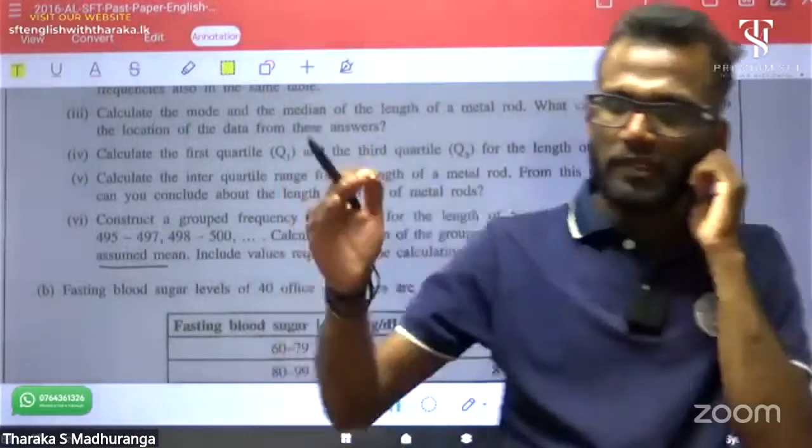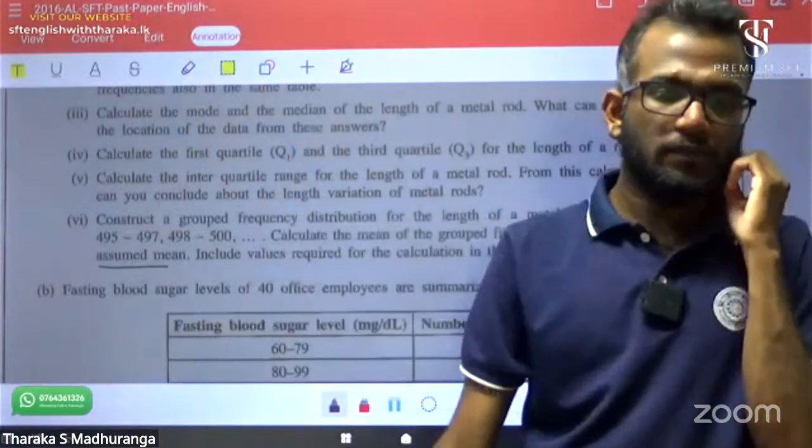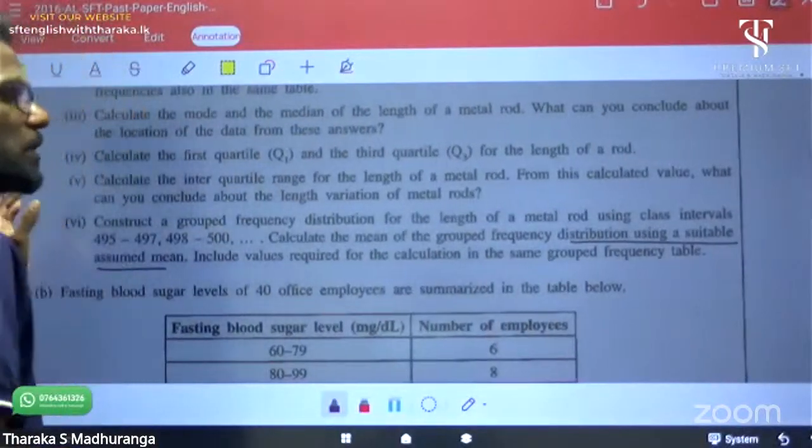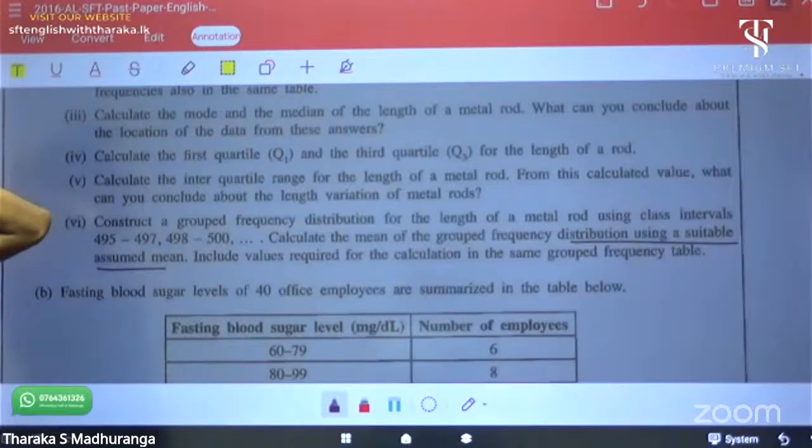Yes, you can add additional columns in the same table.